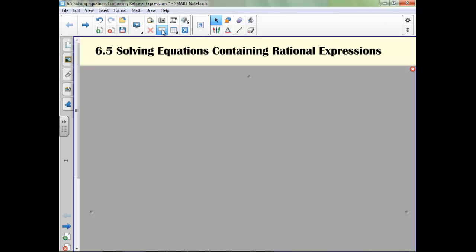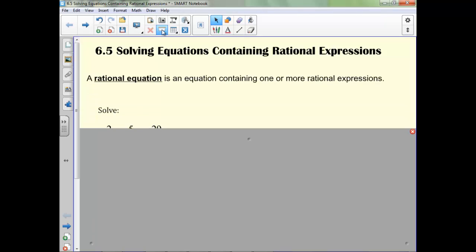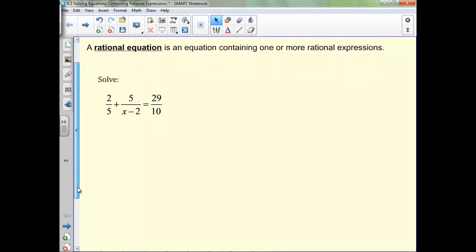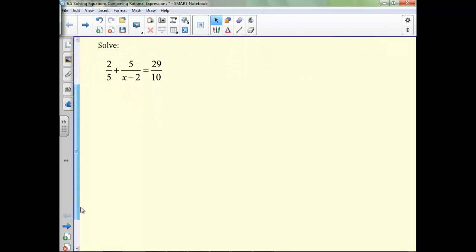So this section is solving equations containing rational expressions. First off, a definition for us. A rational equation is just an equation that has one or more rational expressions in it. First thing we need to figure out is, are there any values that x cannot be?